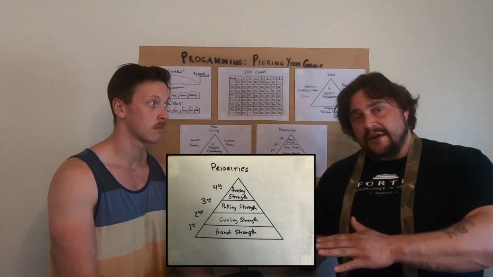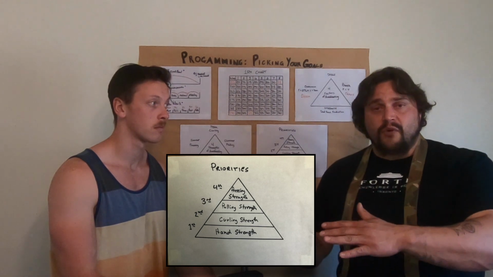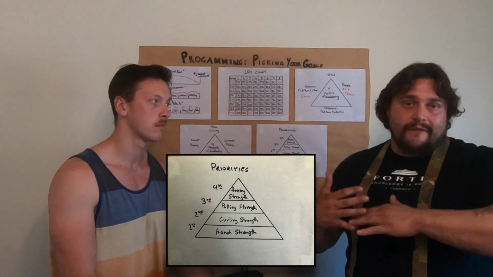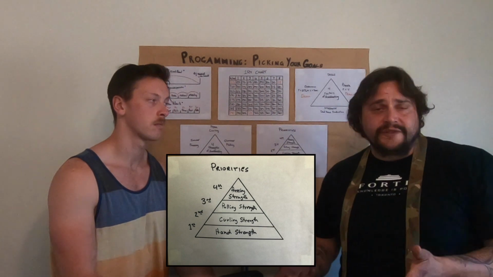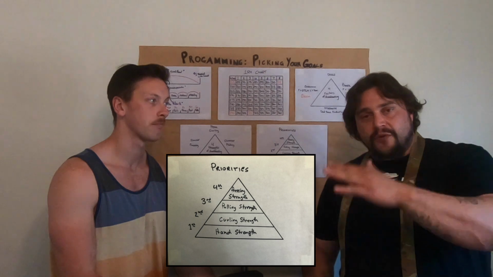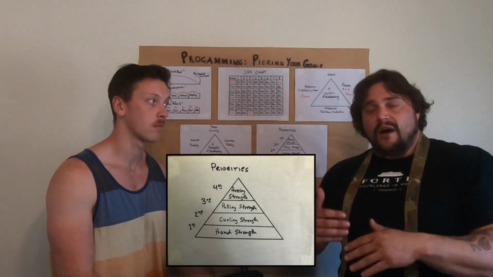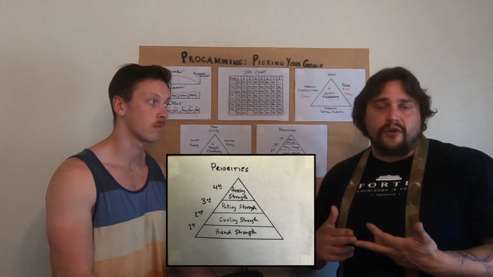You've got at the bottom of the pyramid, the base, the most important, your first priority, which we believe in arm wrestling pretty much all the way to the end, no matter what, is always going to be hand strength. Yep. And then the other three, going from second, third, and fourth priority, are your pulling, your pressing, and your curling strength.